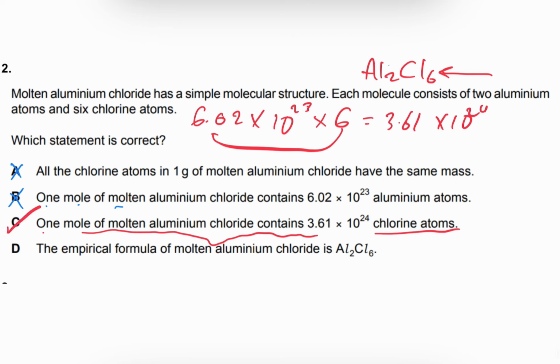Let's go to D, whether it's correct or not. I just advise you, guys, to read all of these sentences when finding the correct answer at the beginning. Now let's go to D. The empirical formula of molten aluminum chloride is Al2Cl6. Actually, it seems a very wrong statement, since you can simplify this into AlCl3, and that's why it's not an empirical formula. Instead, it's molecular, and that's why D is not correct.